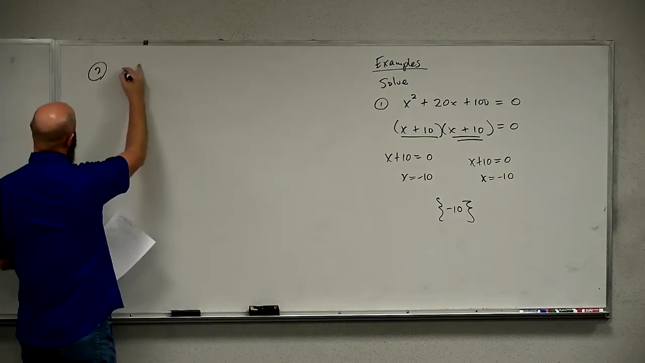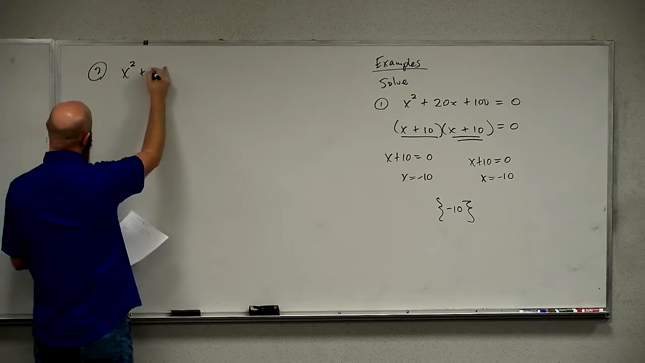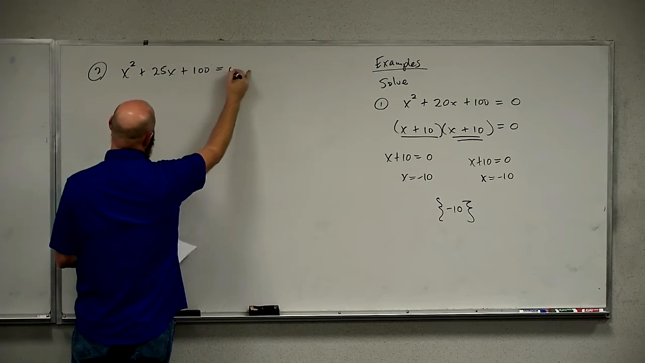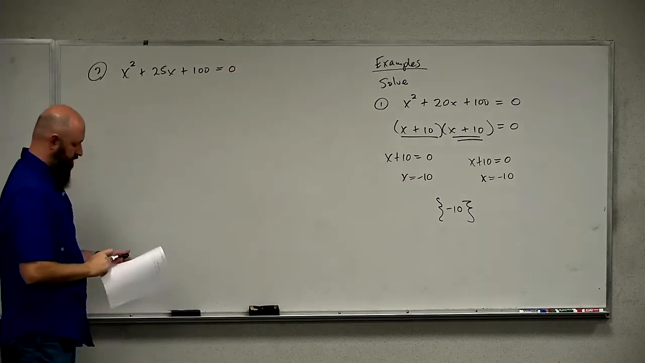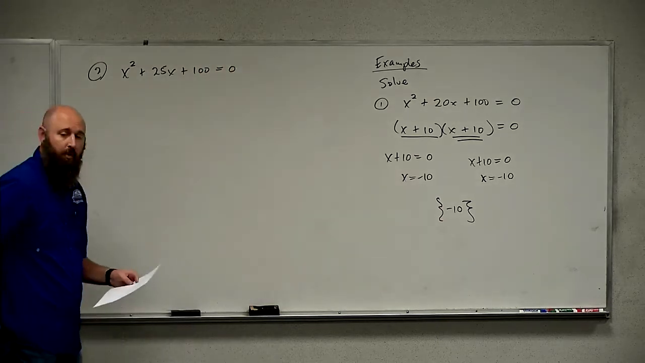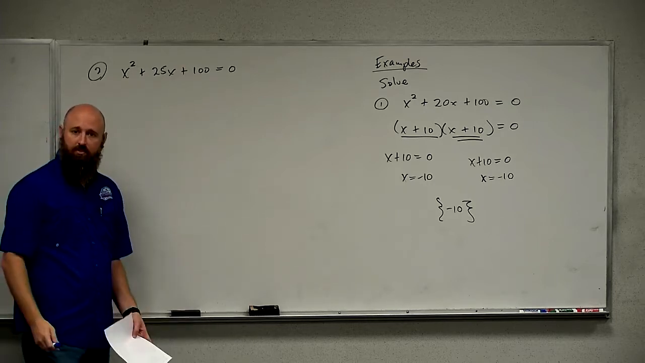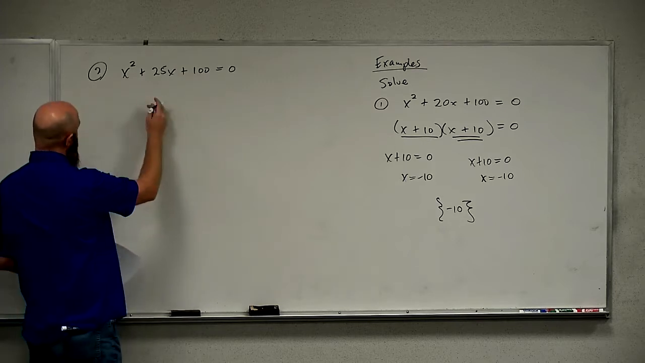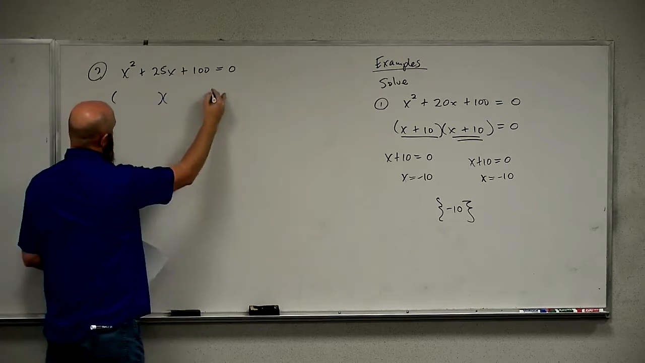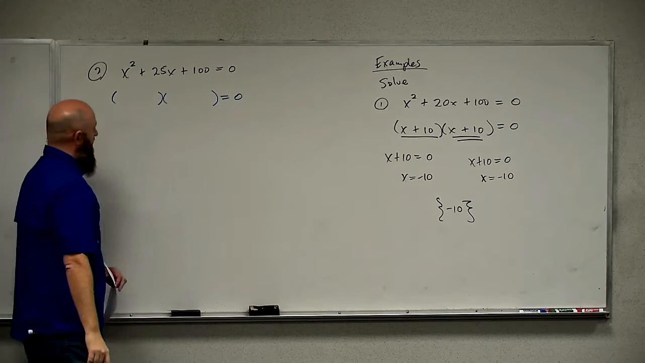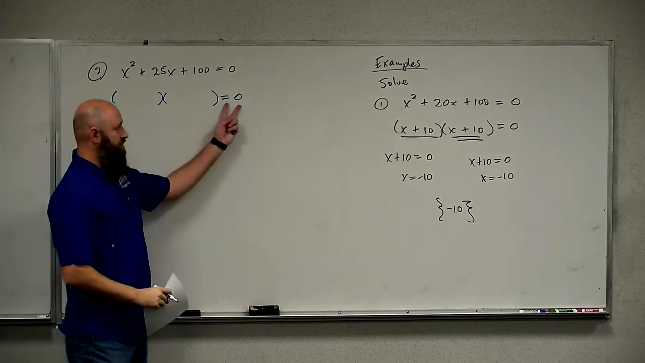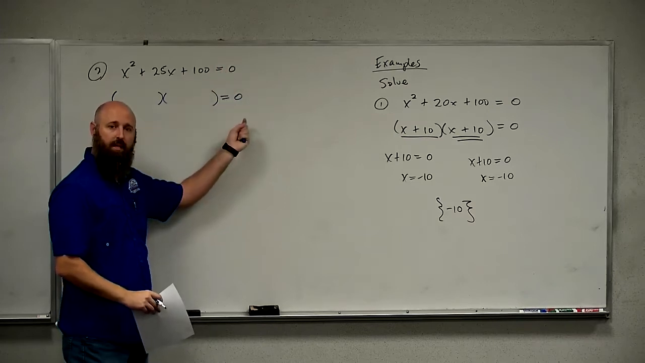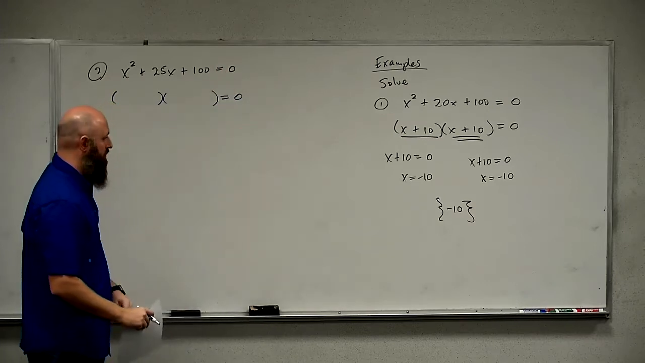All right, number 2, x squared plus 25x plus 100 equals 0. It equals 0, and there's not a greatest common factor, so we can start factoring the trinomial. Here we have our parentheses. Make sure that you're writing equals 0 here. We've got to keep going with our equation. Remember, if we start with an equals, we end with an equals.